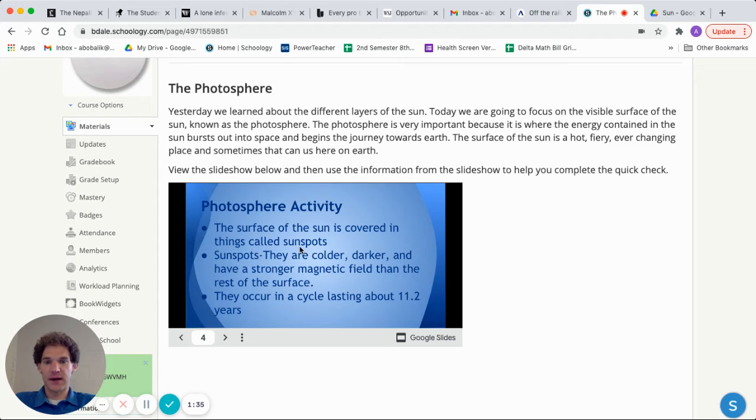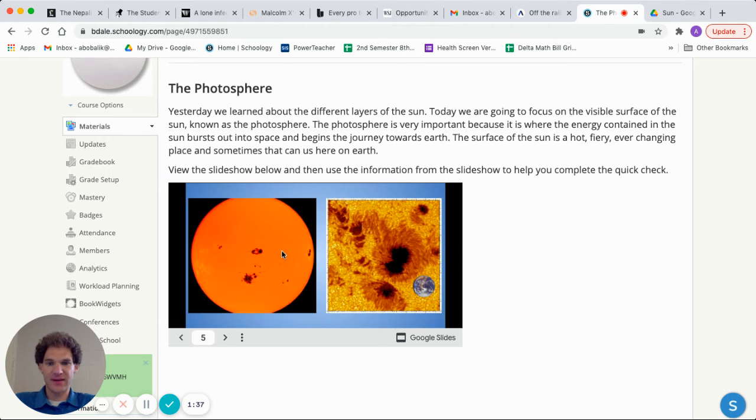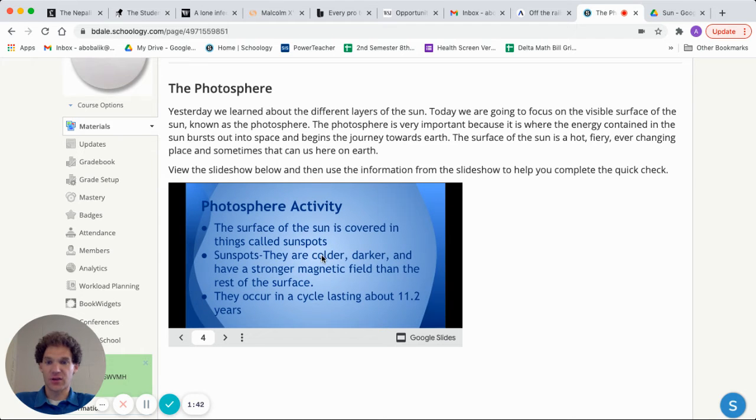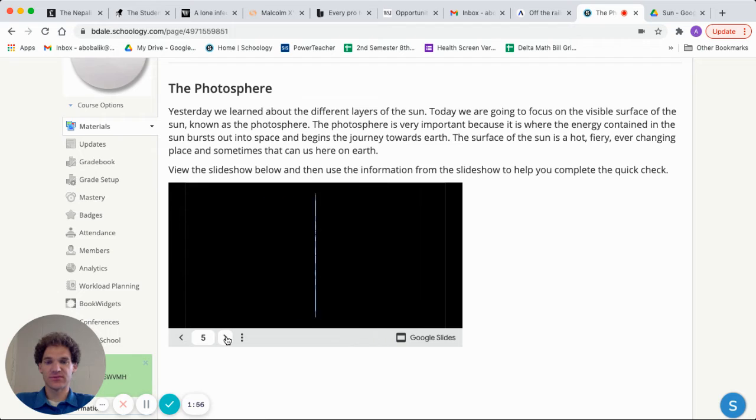Some big things to keep in mind. These spots that we see, these are called sunspots, and they are a little bit colder, a little bit darker, and have a stronger magnetic field than the rest of the sun. They're still hot, they're still bright, but in comparison, they're colder and darker than the surrounding surface of the sun. And they occur in a cycle about every 11.2 years.